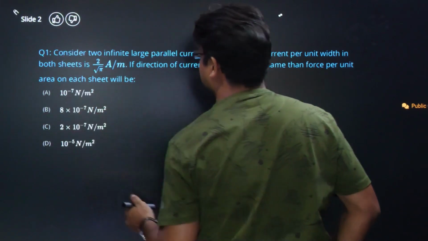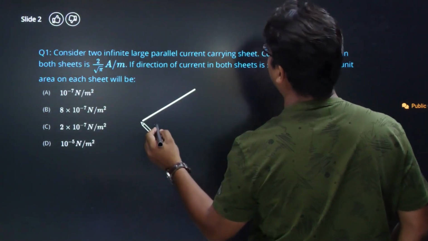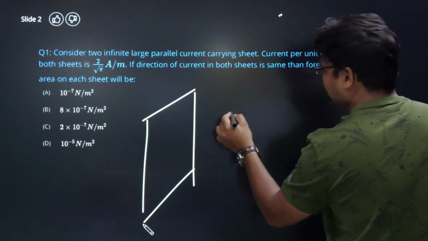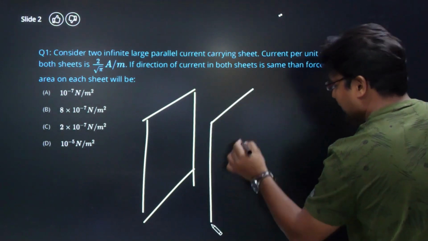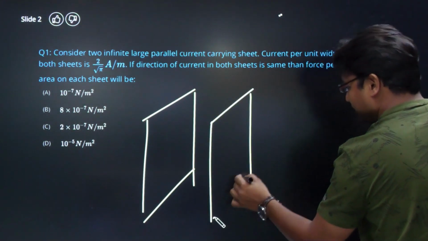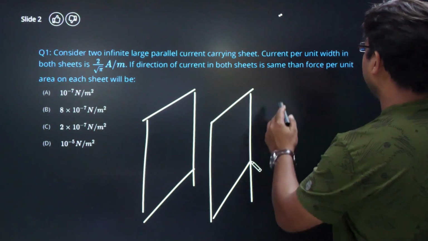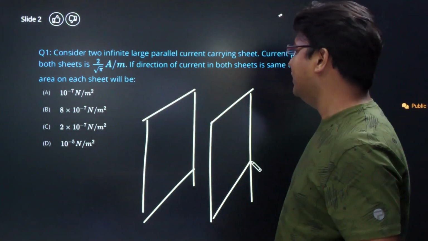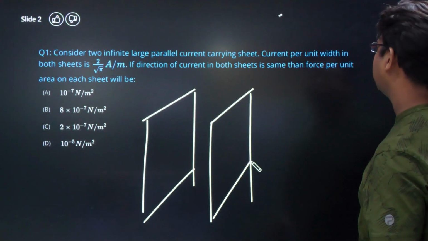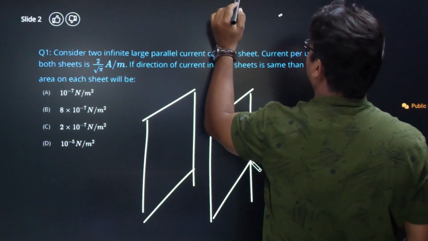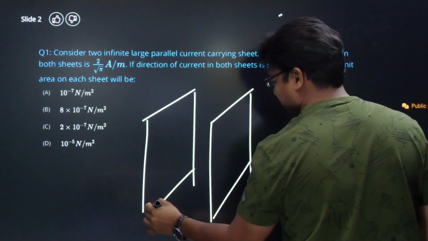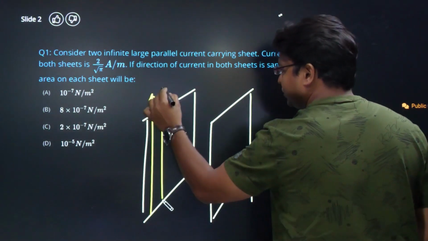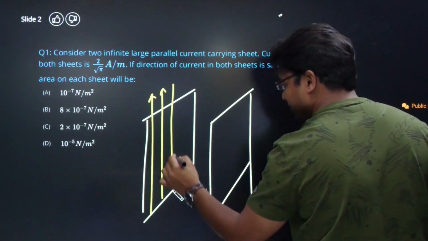So the situation is like this, this is one sheet, and parallel to it there is another sheet. Both are carrying the same current, current per unit width in both sheets is 2 by root pi. The direction of current in both is same. So both are carrying current like this maybe. This is carrying current in the upward direction. Throughout this sheet the current is flowing in the upward direction like this.